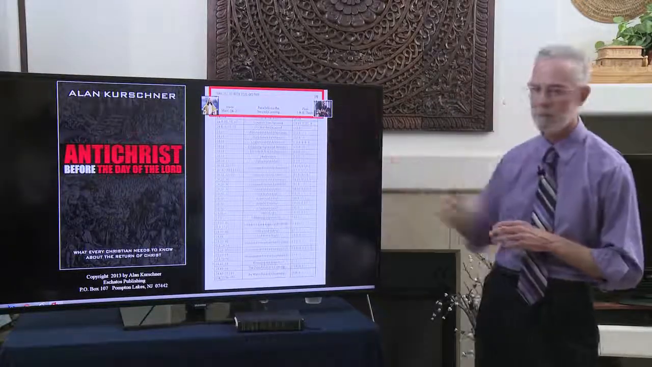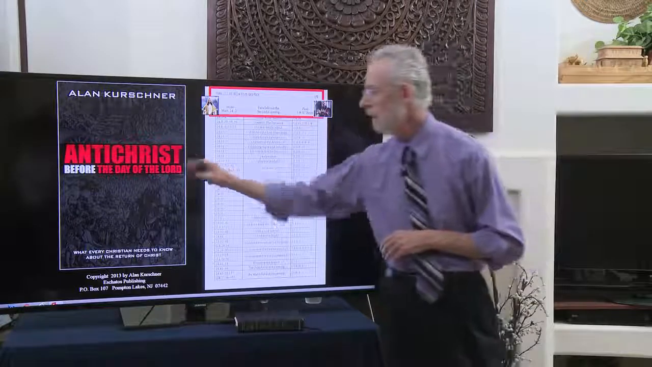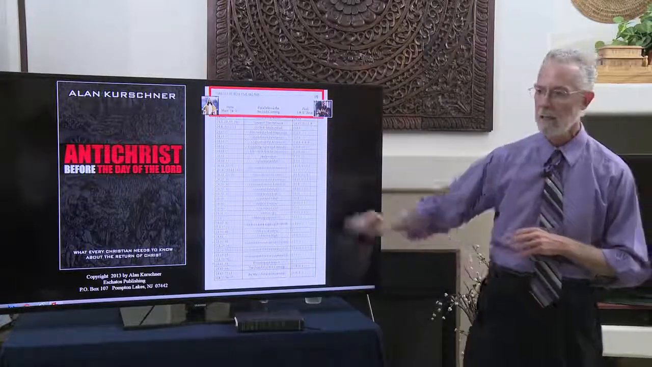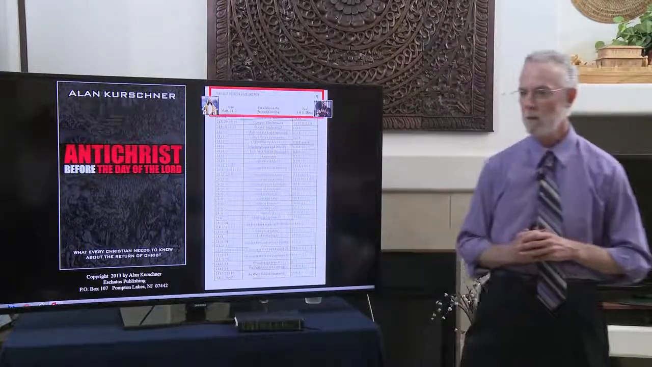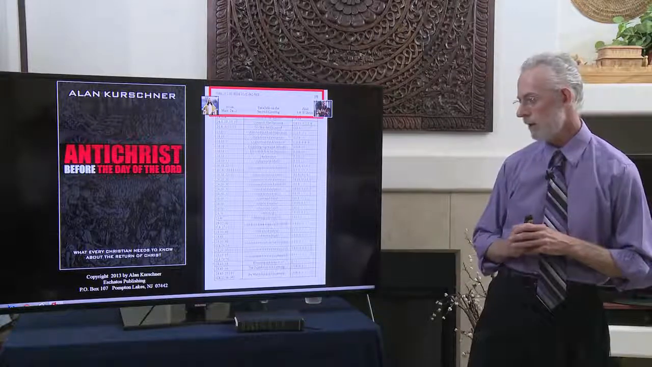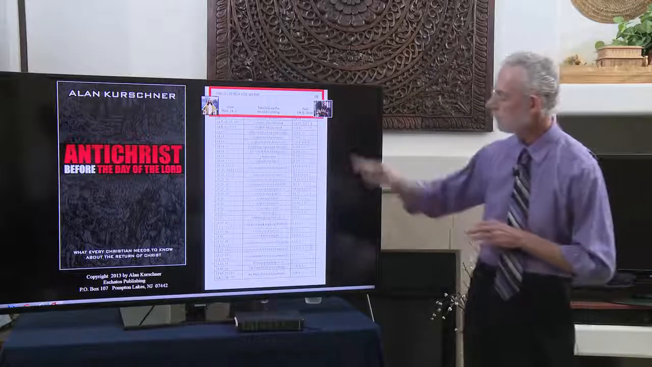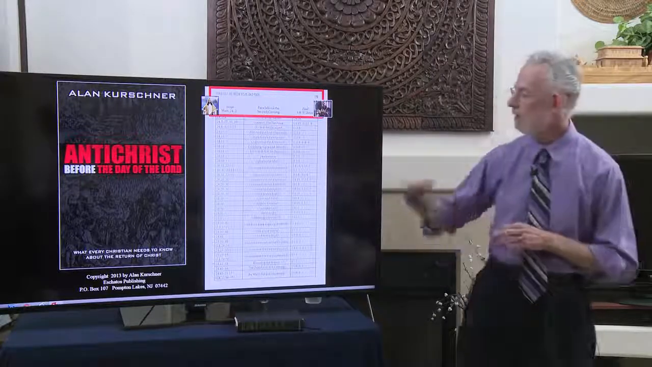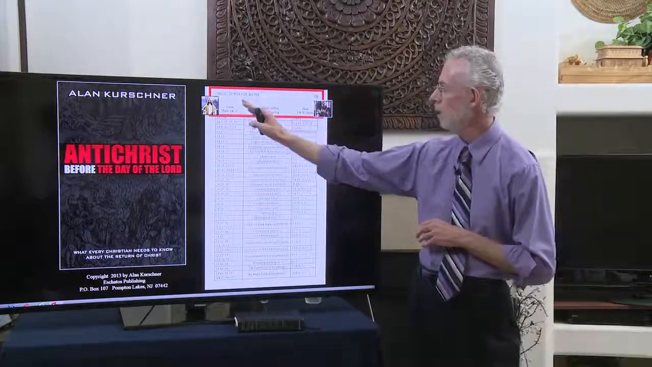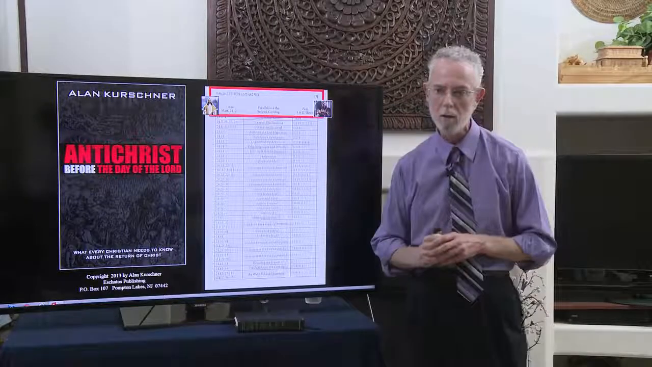I showed you a chart here from Alan Kirshner's book called Antichrist Before the Day of the Lord. And again, I would really recommend this book to you. I think it's one of the best books out there that's biblically accurate on the end times. The subtitle is What Every Christian Needs to Know About the Return of the Lord.